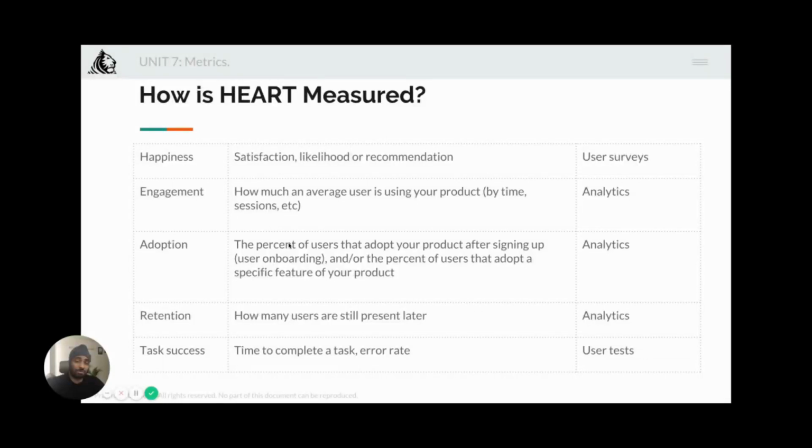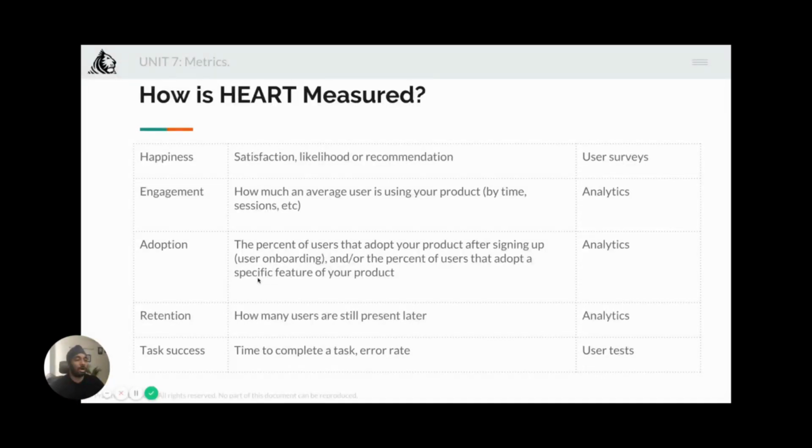A stands for adoption, the percent of users who adopt your product after signing up. So that is after user onboarding, and then use the product or a feature, which is feature adoption. Okay. So you measure this also via analytics. So you are essentially looking at how many sign up and then how many adopt a certain feature, how many start actually using filters for Instagram, for example, right?